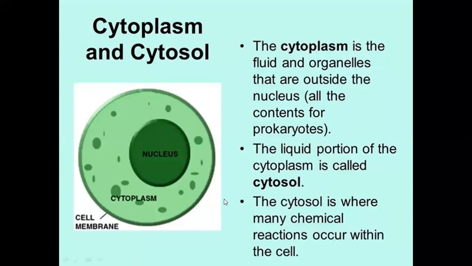So this is a cell, this is the nucleus, and this is the cell membrane. Now, all the things present between the nucleus and cell membrane are known as cytoplasm, because cytoplasm acts as a center for so many biochemical reactions, and there are so many different organelles in this cytoplasm. Now, the liquid portion or the fluid of cytoplasm is known as cytosol. The cytosol is where many chemical reactions occur within the cell.